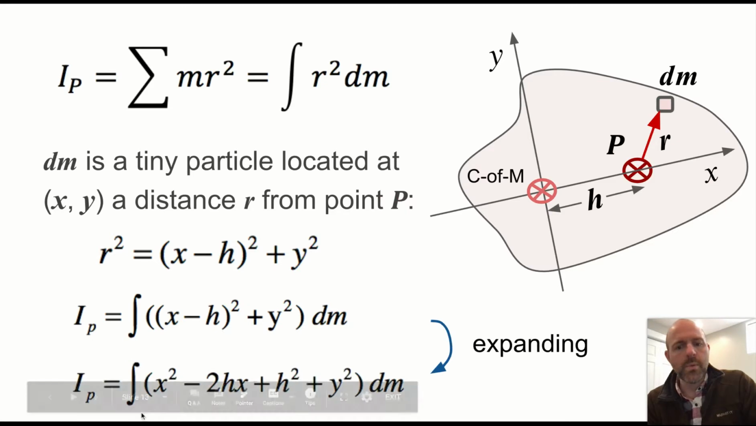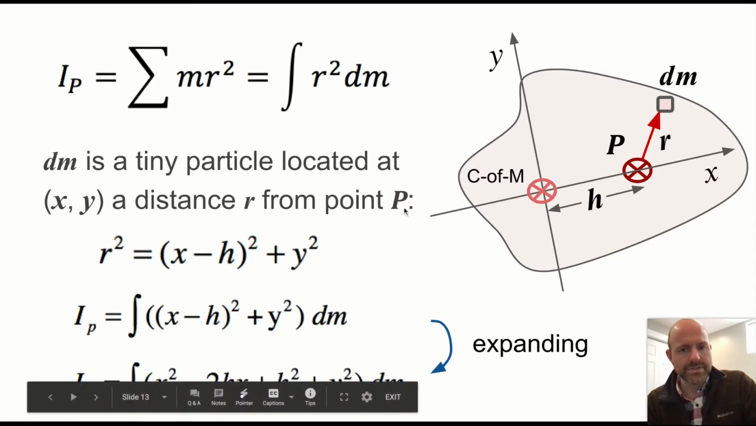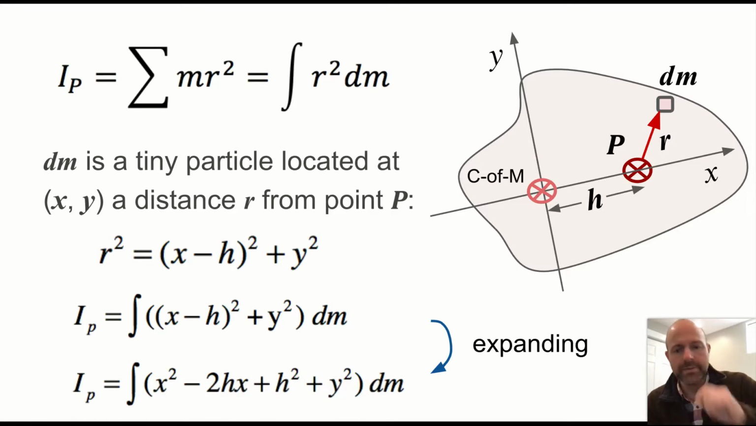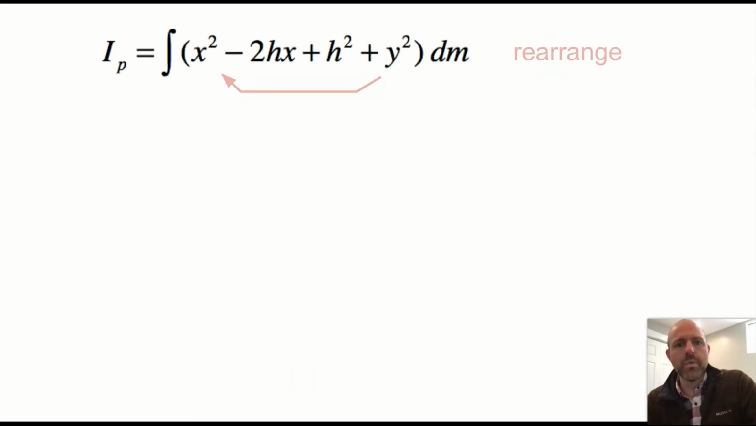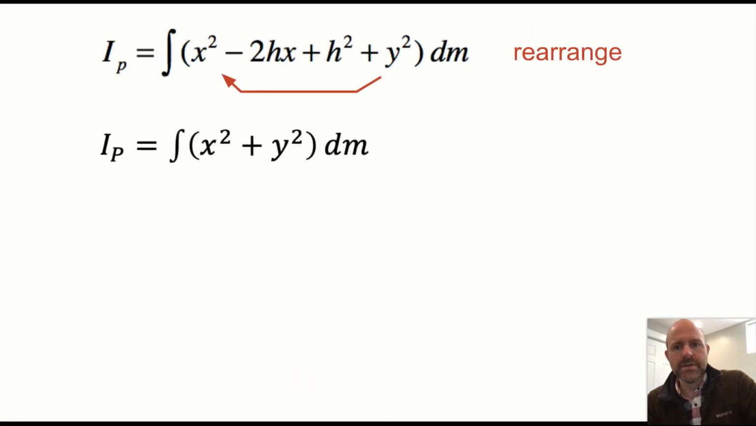But what we do have is an interesting result here: we expand it and we get x squared as a term, and then we get 2hx, and then we get h squared and y squared, with respect to dm. We can rearrange this. So we get the integral of y squared plus x squared dm, right? The rest of this goes away. We can pull that out of the equation, right? That's constants times x.